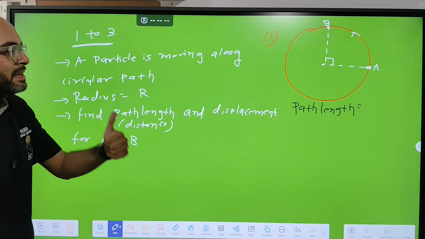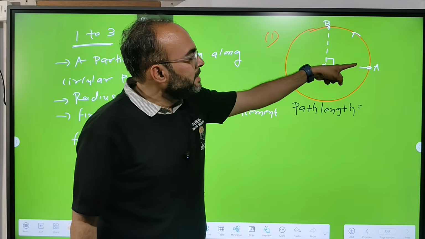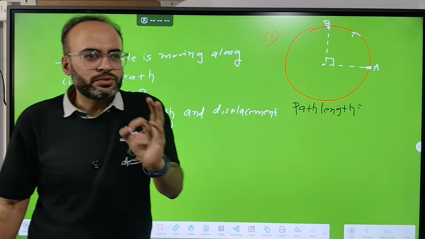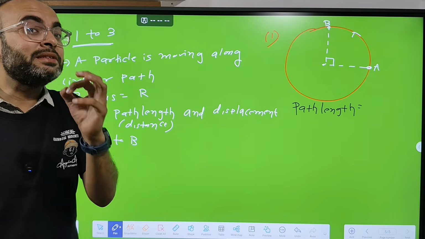What is the meaning by path length? Path length means distance covered. What is the distance? See, the distance in the case, simple. So students, remember this: in the case of path length, we consider path.